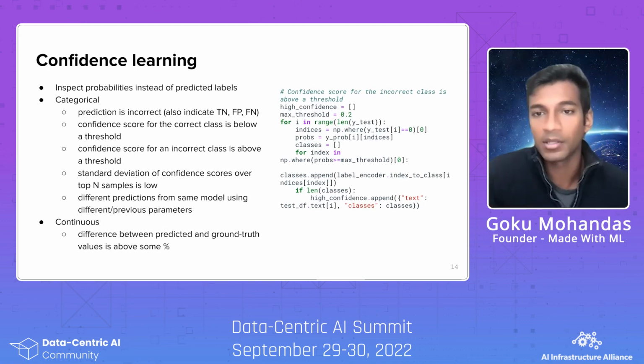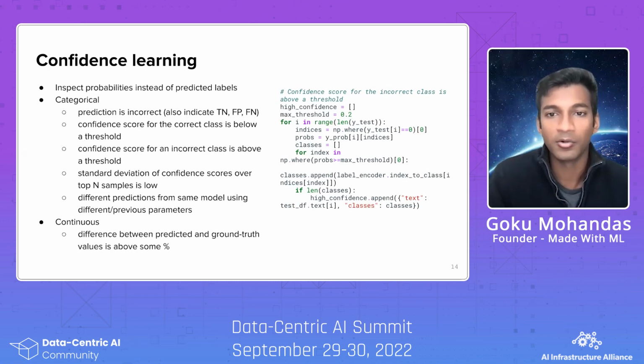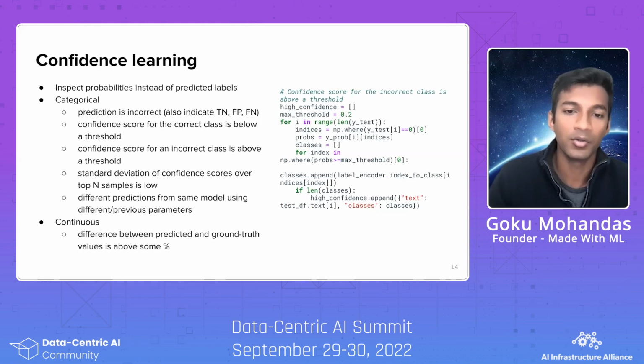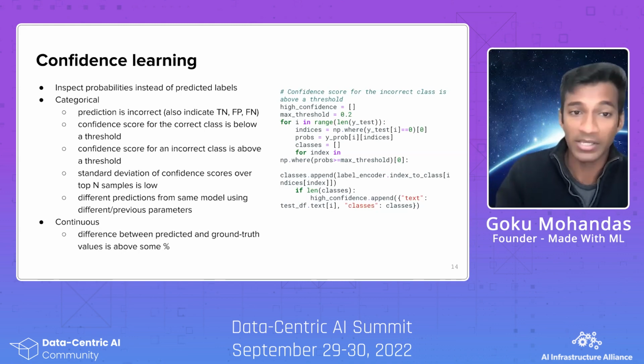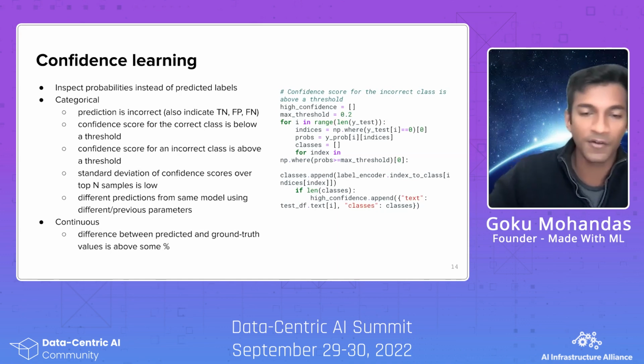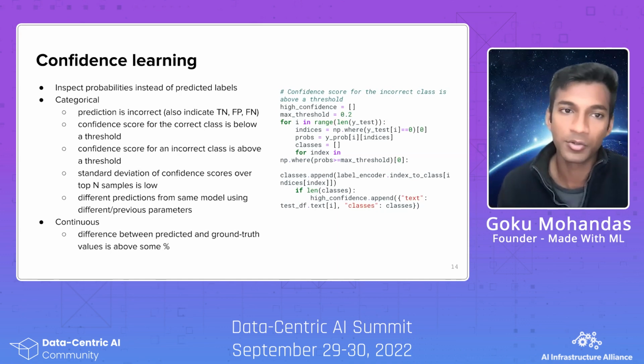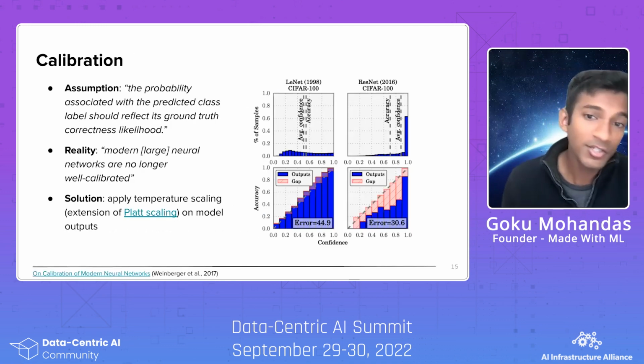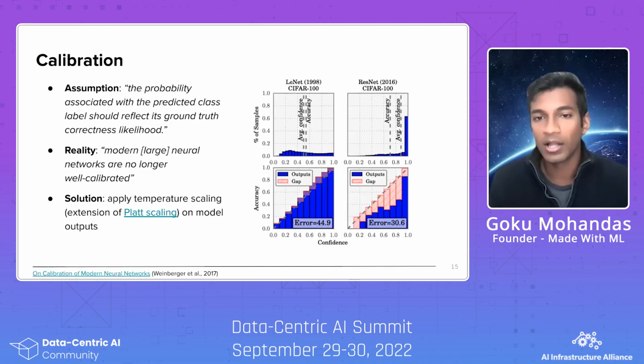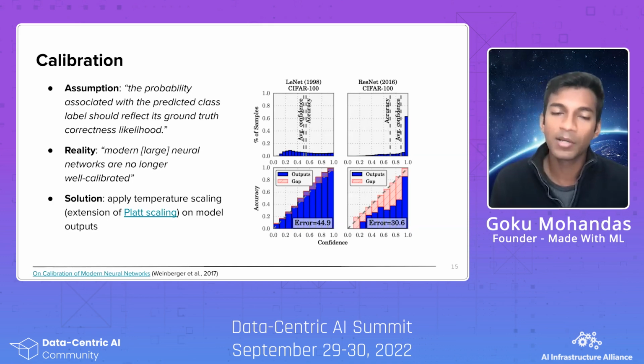And you can also extend this to the continuous scenario as well, where you can look at the percentage or deviance between the predicted value and the ground truth values. This is just a little code snippet here to show how easy it is to do this. And you can actually classify all of these into these different assertions that you have here and take a closer look.